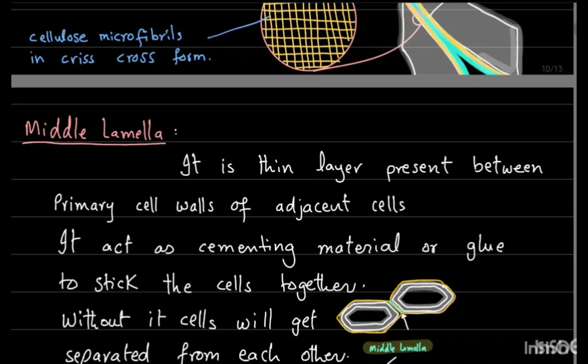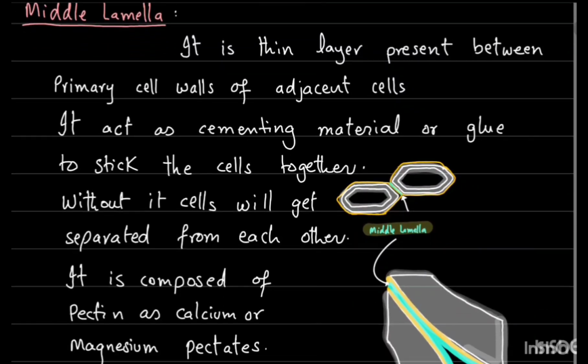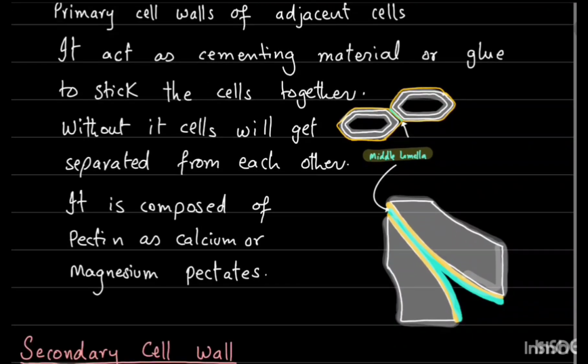Middle lamella is a thin layer present between the primary cell walls of the adjacent cells. It acts as a cementing material or glue which sticks the cells together. Without this, the cells would get separated from each other. It's composed of pectin compounds, like calcium pectate and magnesium pectate.